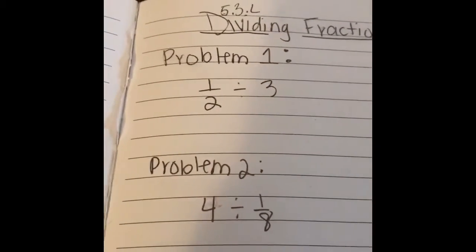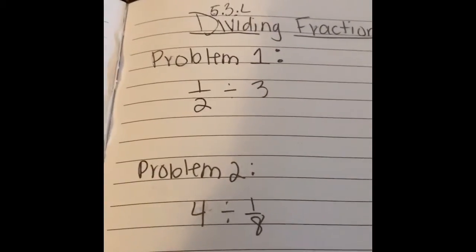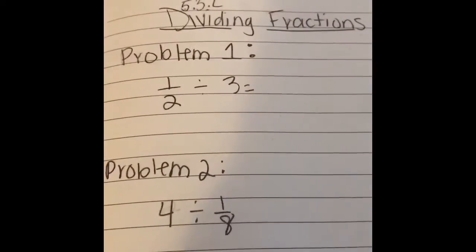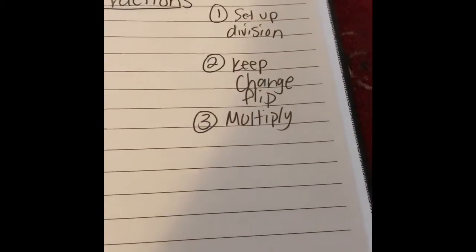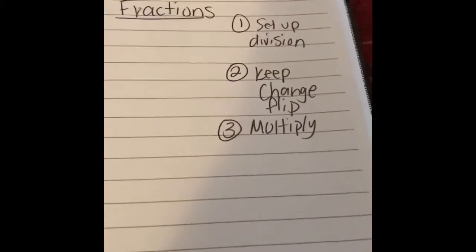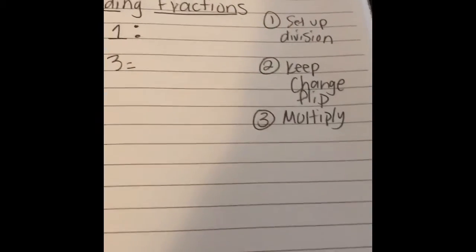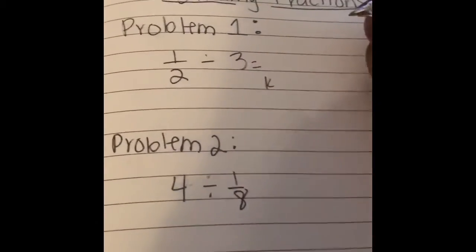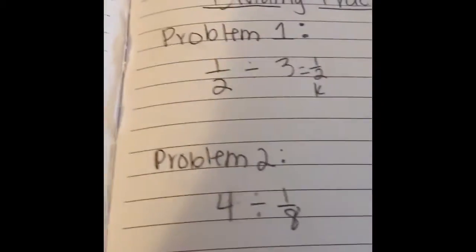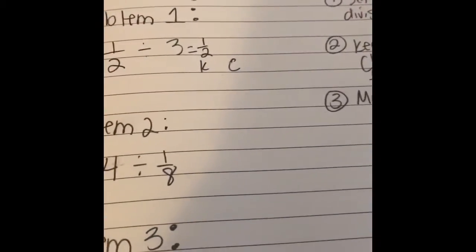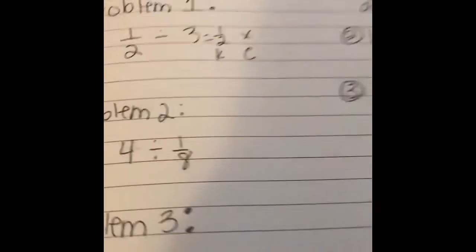So we're going to work on problem 1 together. Problem 1 says 1/2 divided by 3. Since it's already set up for us, our step number 2 is that we're going to keep, change, flip. So we have KCF. If you remember it as KFC, that is absolutely okay, just as long as you remember it, okay? The first thing we're going to do is keep our first fraction. The first fraction always stays the same. We're going to change that division sign to multiplication, okay?